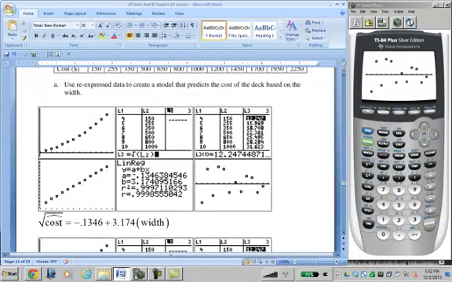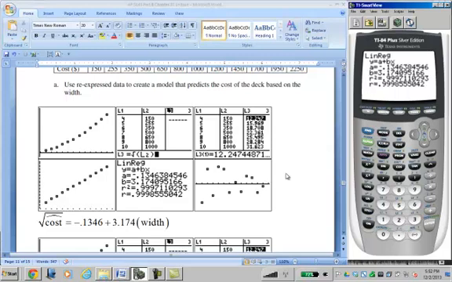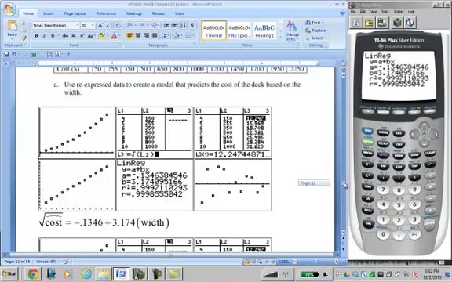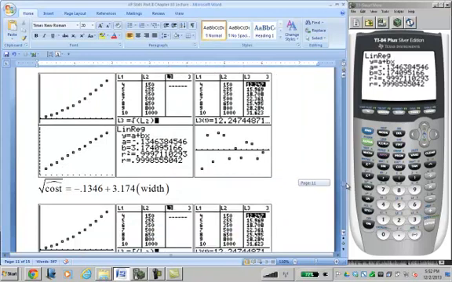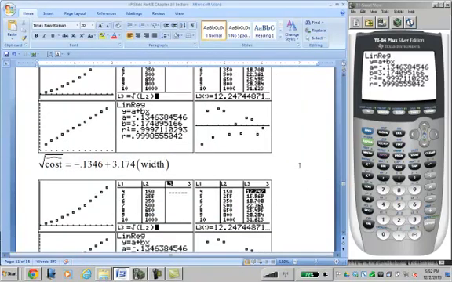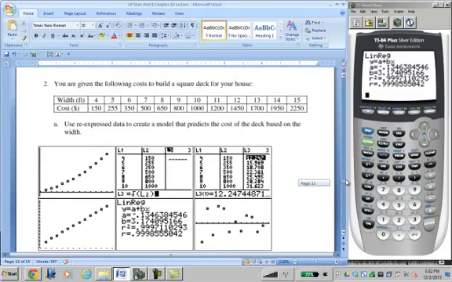So the square root of the estimated cost equals negative 0.1346 rounded, plus 3.174 times the width. Here's the data on the calculator. So, in other words, for every increase of a foot in width, the square root of the estimated cost increases by $3.174.